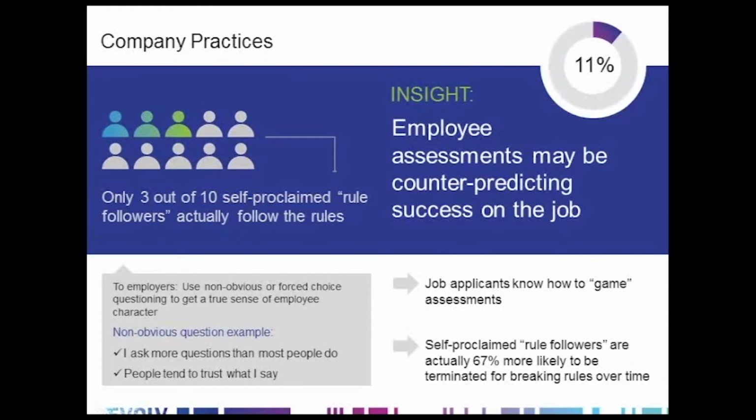As one example, we found that 7 out of 10 self-proclaimed rule followers using a Likert type scale, which is very common and, in my opinion, not a highly effective way to capture data in certain instances, were actually eventually terminated for reasons related specifically to rule breaking or to not following policies. So, of course, in this case, that scale or that type of measure was completely or almost completely ineffective in achieving what it was designed to do.